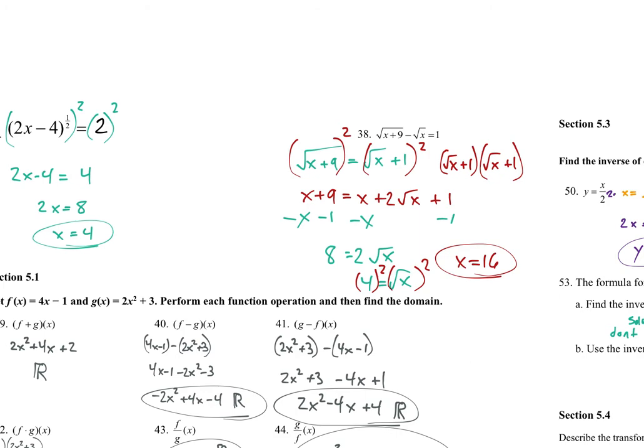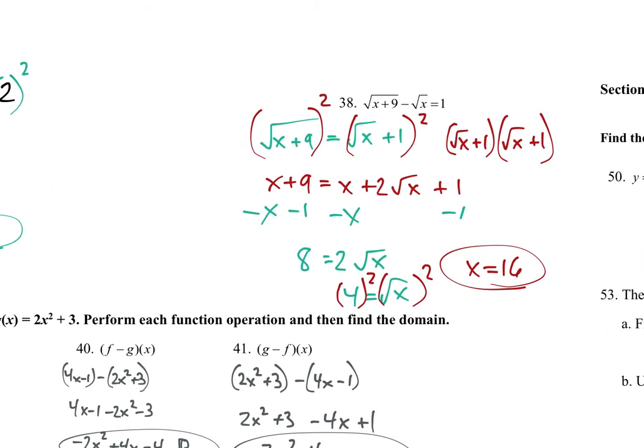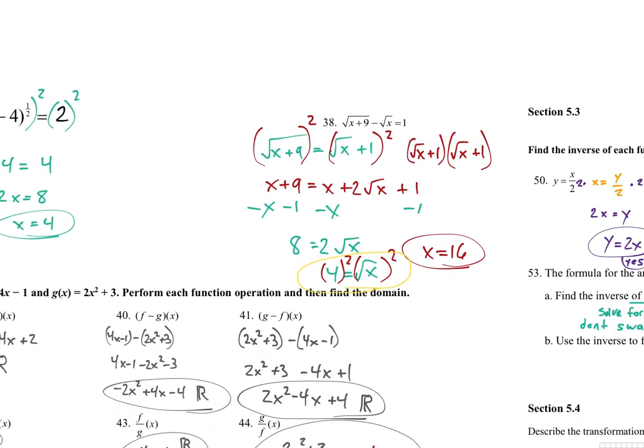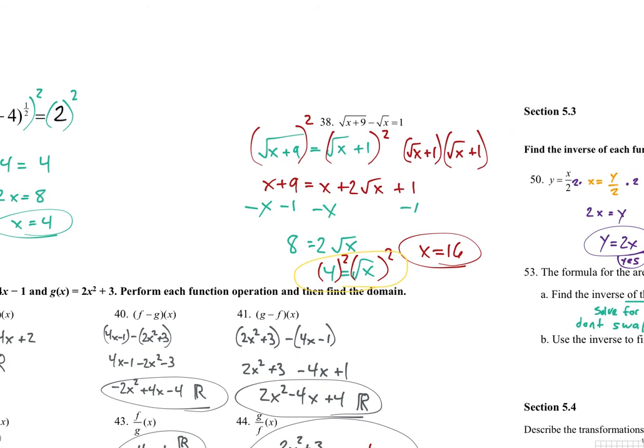And then once I got the other square root, the final square root isolated in this step here, and I squared both sides, we get the answer is equal to 16. And you can plug that into the original equation and double check that it does indeed work.